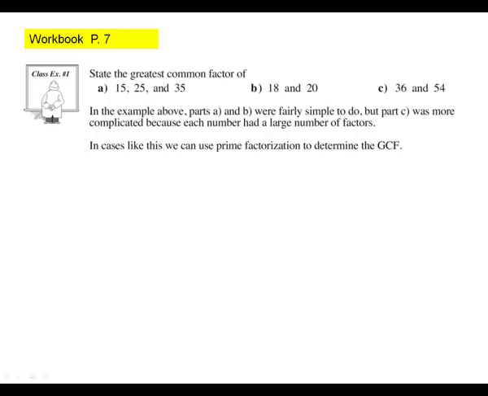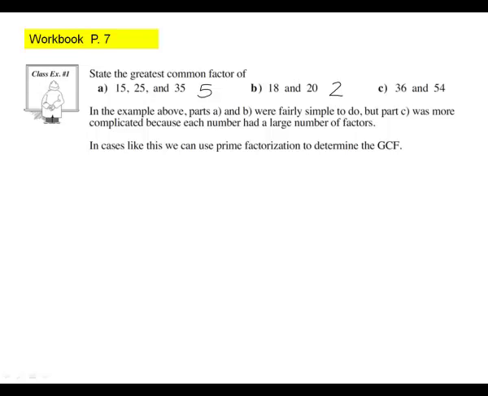In this example, they want you to state the greatest common factor, and in some cases it's easy, whereas in others it can be more difficult. You may have found that in 15, 25, and 35, your greatest common factor is 5. Or in 18 and 20, your greatest common factor is 2.